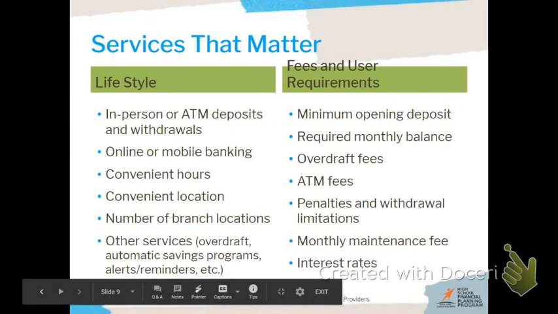Also, it's going to depend on things like what's the minimum opening deposit? What's the required monthly balance? Do you have to keep a certain level in there? And most banks have differing accounts. They'll have a beginner checking account that maybe you don't have to have a required monthly balance other than staying above zero. What are the overdraft fees? So that's when you bounce a check, when you have more money coming out than you have. Those are your overdraft fees. Do they charge ATM fees, or ATM fees if you use an out-of-network ATM?